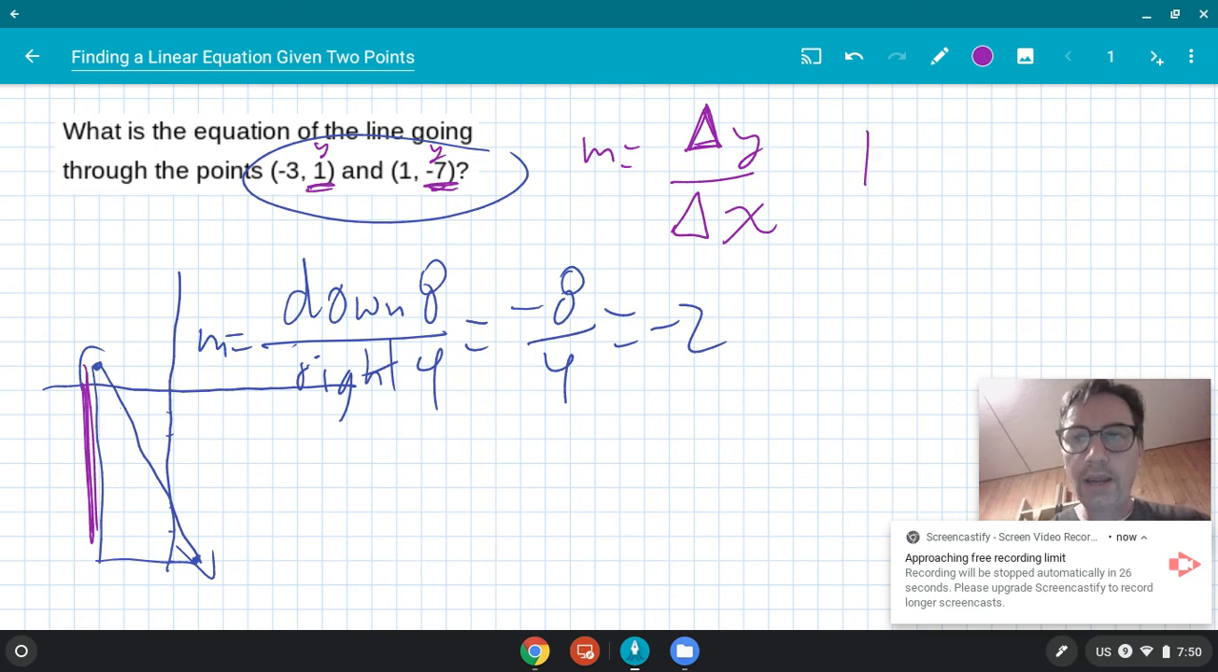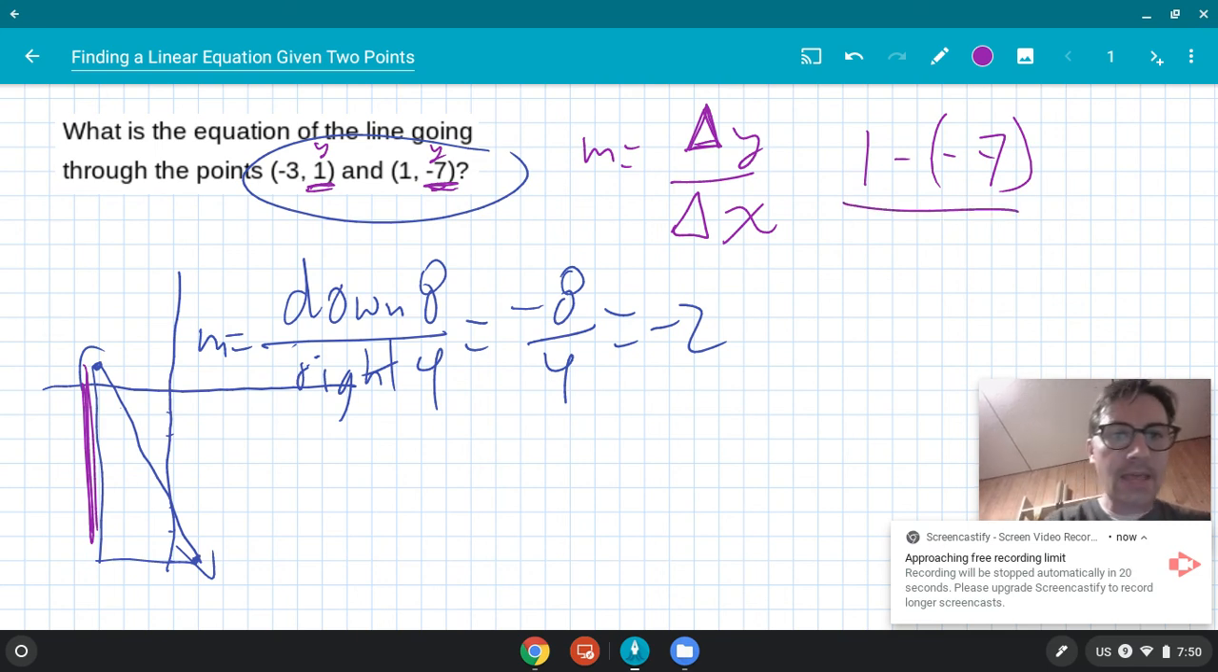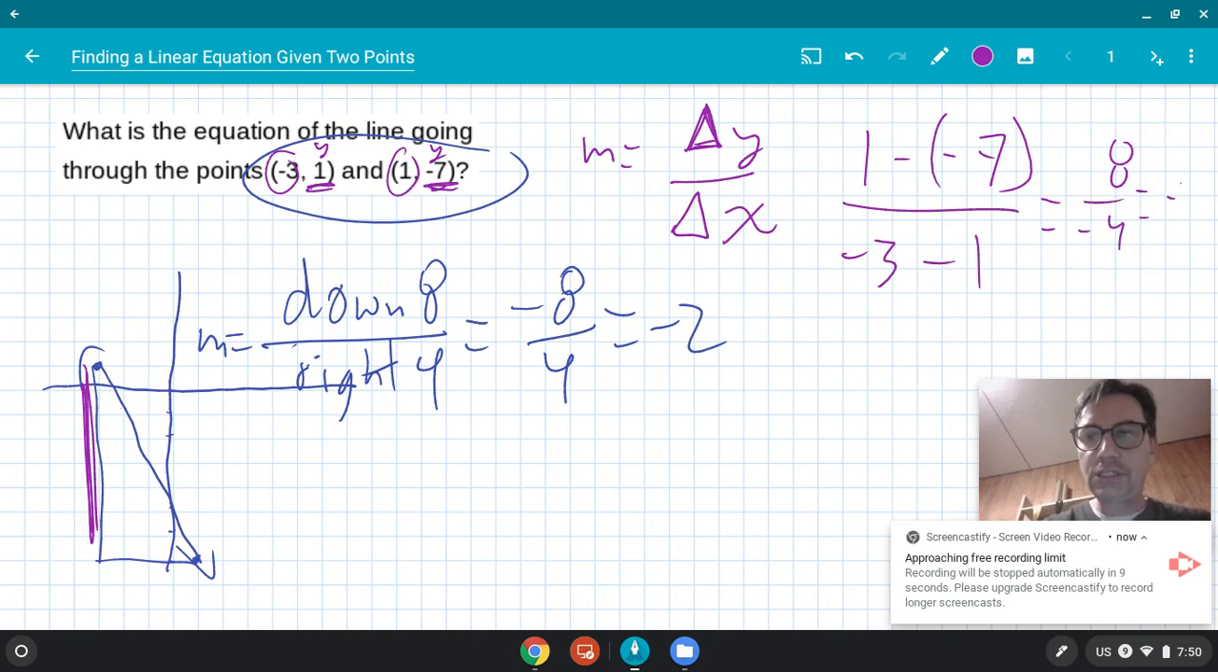So it's 1 minus -7. You want that distance. So distance between two numbers is the minus. And then with the x's, it's the same thing. It's going to be -3 minus 1, right? So then that's going to be 8 over -4, which is -2. So that's how we find that slope. Okay, and then once we have that slope, we can plug it back in to the previous equation, and we're good.